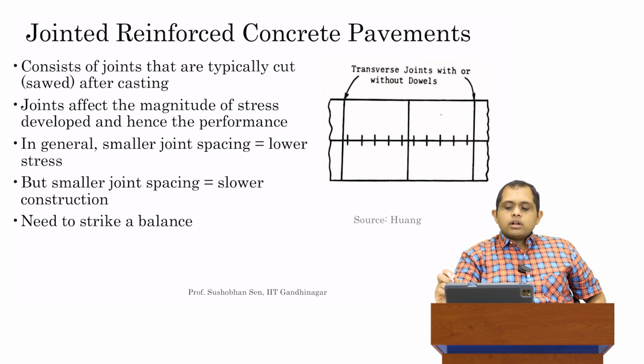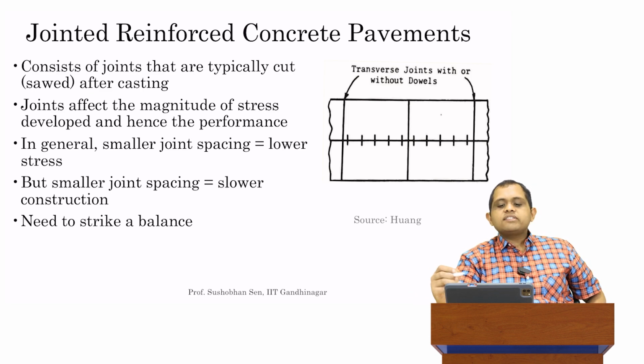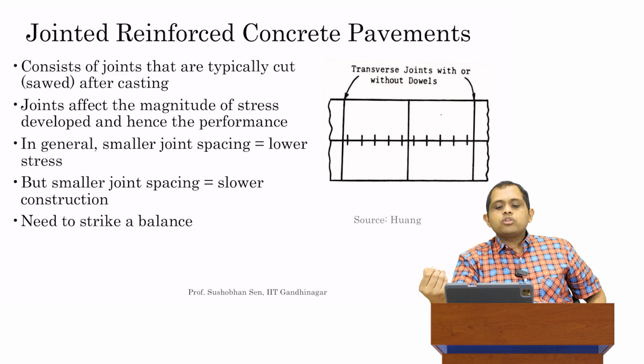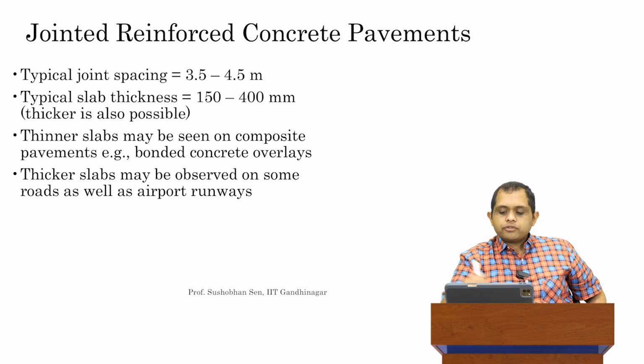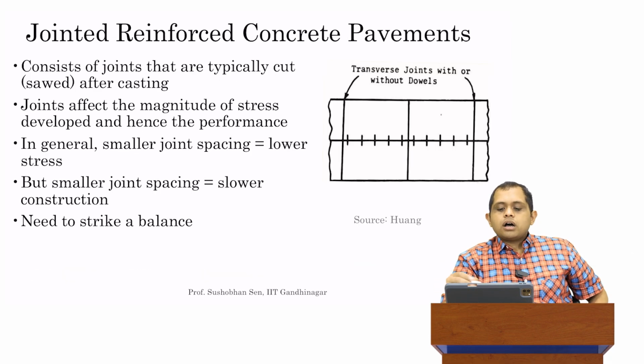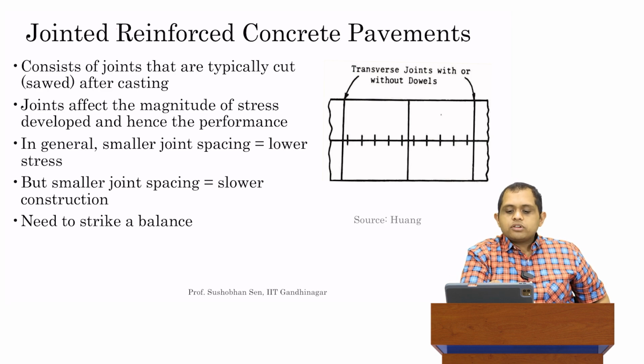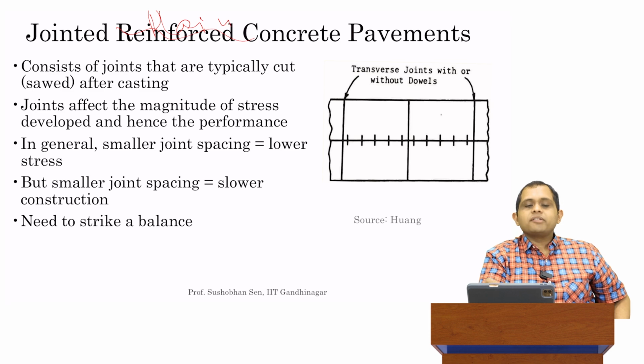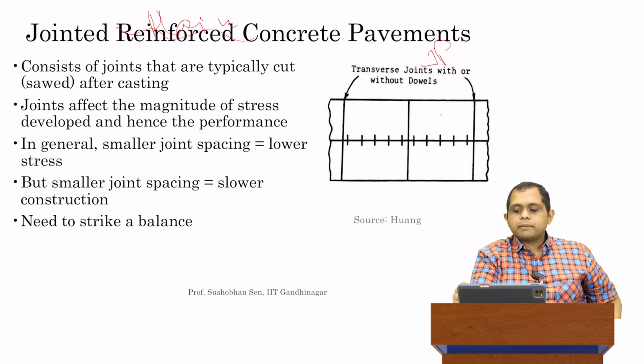Okay, so let's jump right in. I thought we'll start with the simplest one, which is JRCP, jointed reinforced concrete pavements. So here we have an example of jointed reinforced concrete pavements. I'm sorry, there is a slight typo in the slide. This should be jointed plain concrete pavements, right? So JPCP. We'll start with JPCP, which is the most common type.